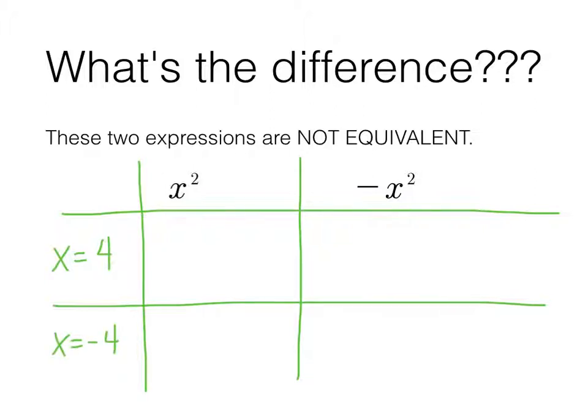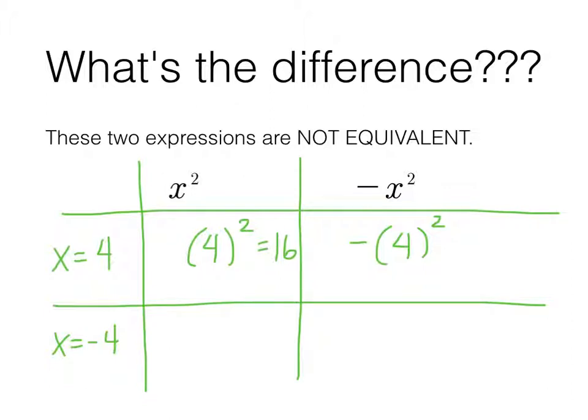When I plug in a value for a variable and it's got an exponent, I should put it in parentheses. x squared means x times itself. So this is 4 times 4, and that's 16. This next expression is different. I'll put my 4 in for x, but the negative sign goes on the outside of the parentheses.